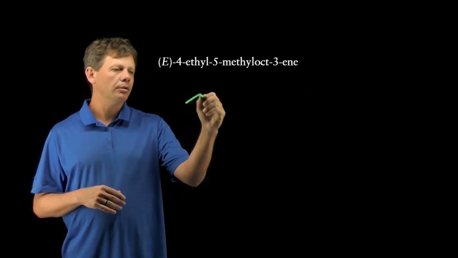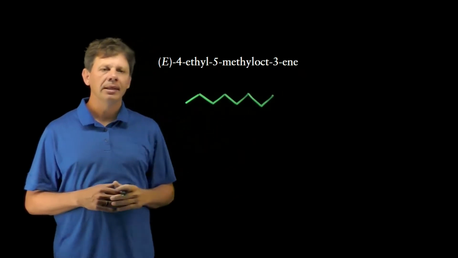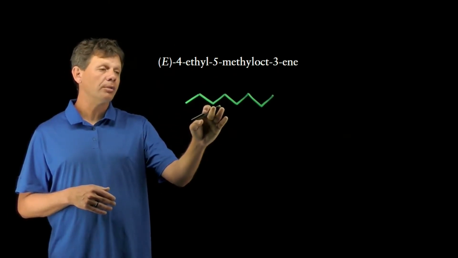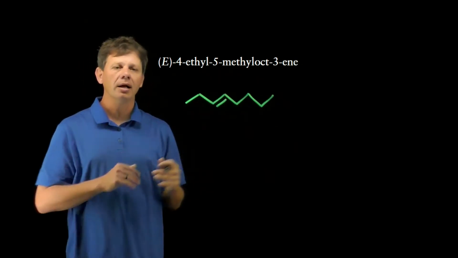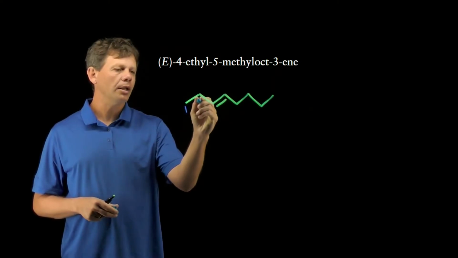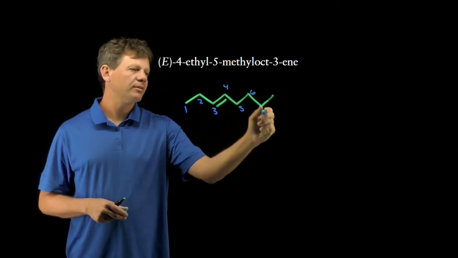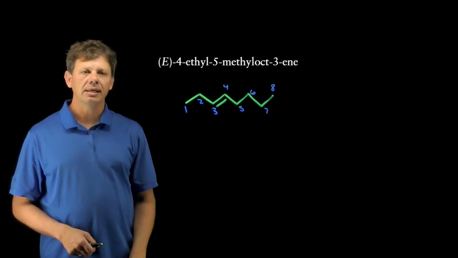1, 2, 3, 4, 5, 6, 7, 8. Since the alkene starts at carbon 3, we can draw that here. So right now we've got oct-3-ene, and we can number these carbons 1, 2, 3, 4, 5, 6, 7, and 8. That is oct-3-ene.